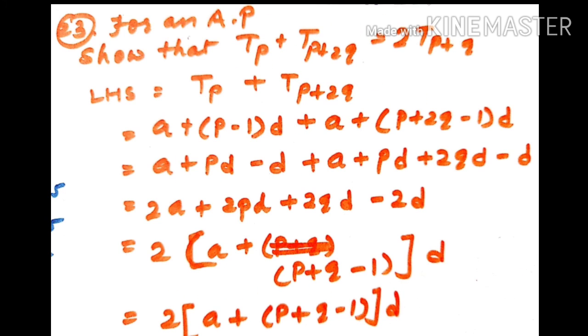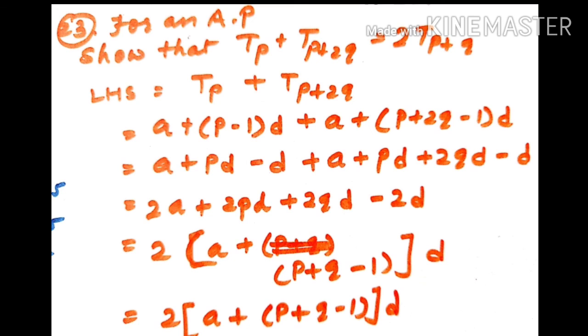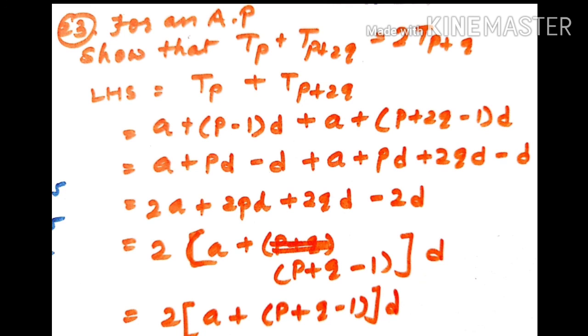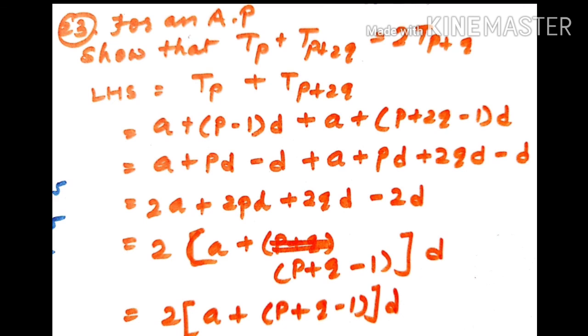Now this is the last question of our exercise 9A. In this question, for an AP, show that T of P plus 2Q is equal to twice T of P plus Q, meaning term P plus Q. Here we all know that T is the notation for term. So in this show-that type of question, we will show left hand side is equal to right hand side. So I start with the LHS. On the left hand side I have given T of P plus 2Q.